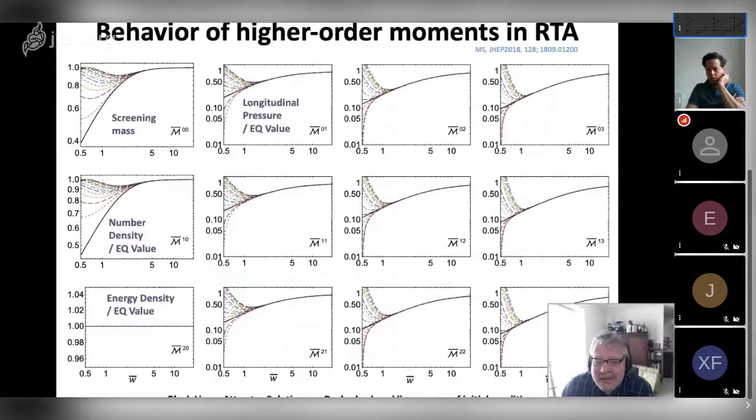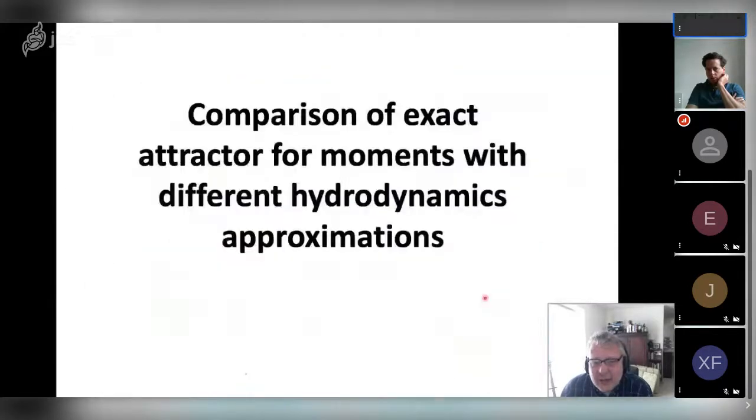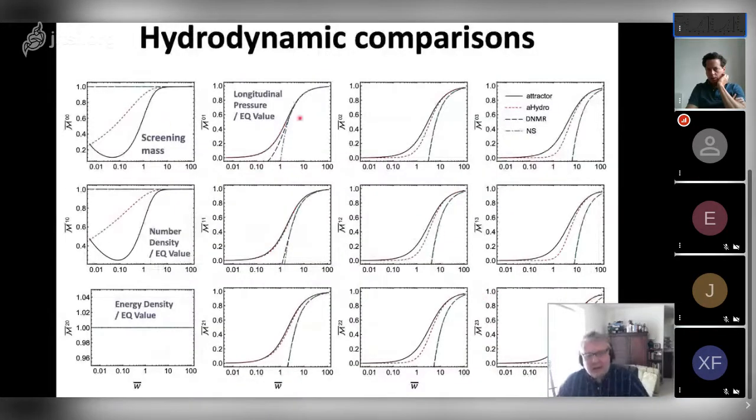Now, the other thing I said is once we know these attractors, we can also test different hydro theories. So here's a panel of hydro tests. This was the one that we were looking at so far. There's a black curve, which is the RTA attractor. There's a green dashed, which is the first order hydro. DNMR is the blue dashed curve, and then aHydro is the red dashed curve.